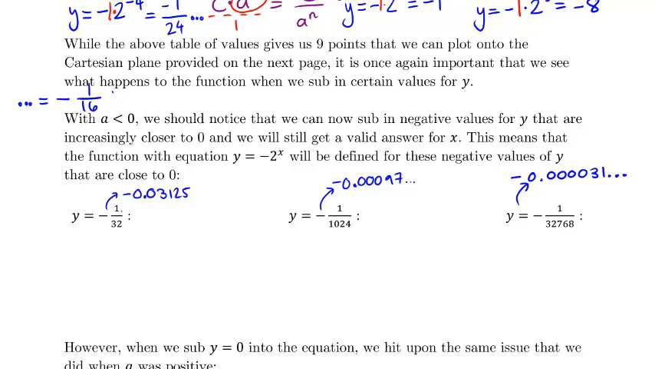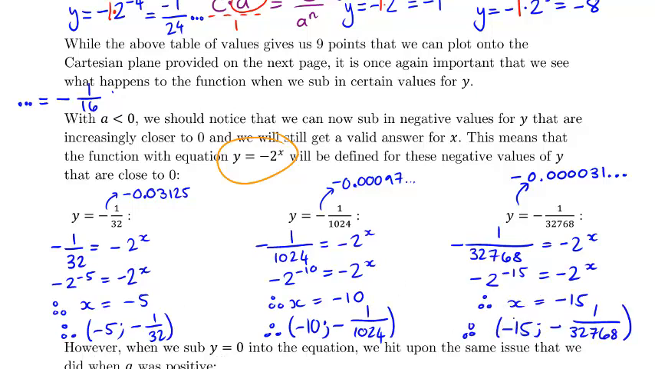We are subbing in increasingly small y values, y values that are negative and increasingly closer to 0, and we're going to see that these have an answer for x. In other words, that a point exists for these y values. In other words, that the graph of y is equal to minus 2 to the x exists for these really tiny y values that get closer and closer to 0 from the negative side.